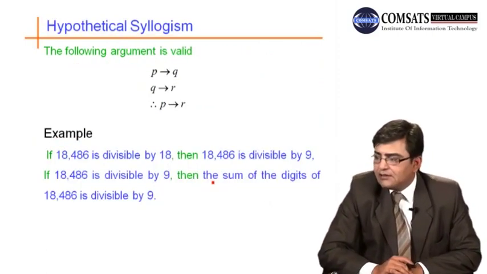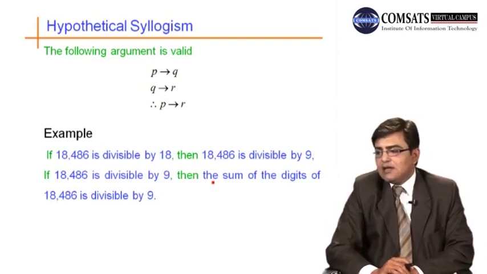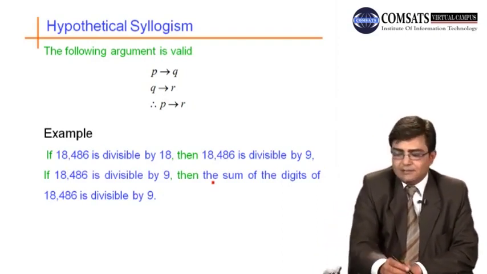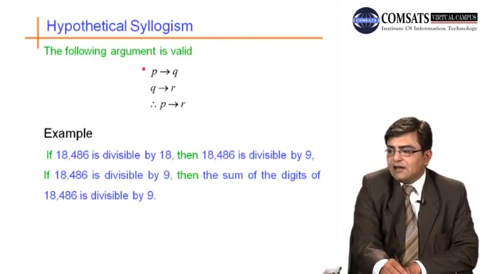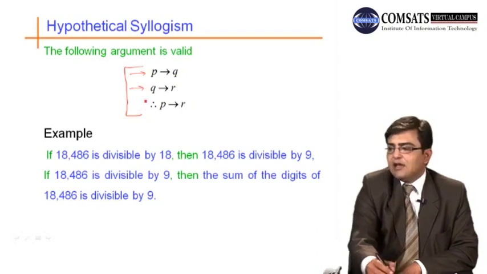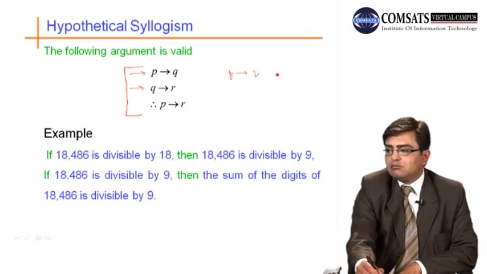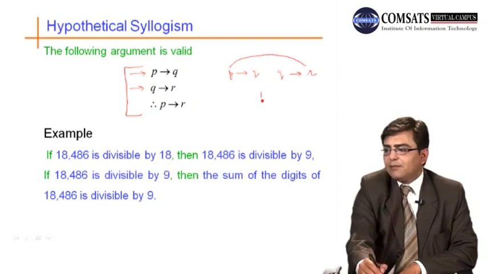Next is the hypothetical syllogism. Hypothetical syllogism is basically this argument in which we have first premise, second premise, and then conclusion. If we have p implies q and q implies r, then we must have p implies r. So this is basically the conclusion.